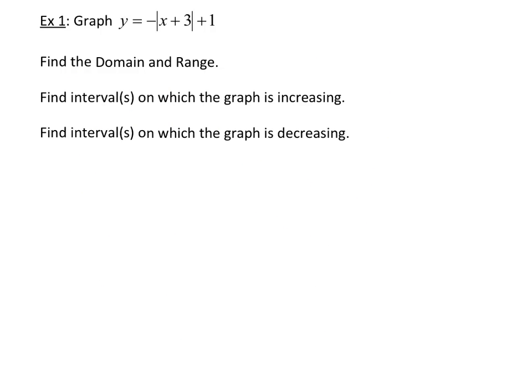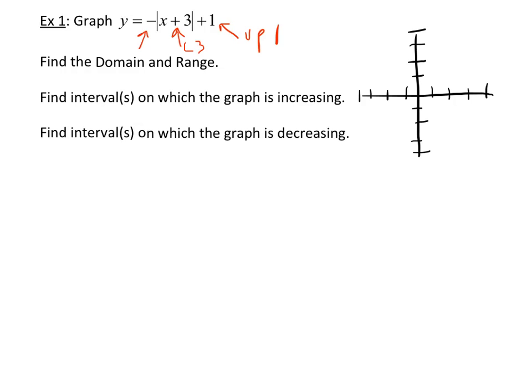Here's our first example. We want to graph y equals negative absolute value of (x plus 3) plus 1. So I'm going to graph this. And I am remembering from before when I graphed this that the negative out front means my V is going to open down. This means I'm going to go left 3, and the plus 1 means I'm going to go up 1. So I go left 3 and up 1. There's my vertex. And now I can draw in my absolute value. I know it's going to be a V.